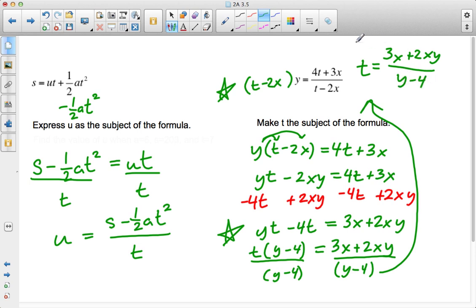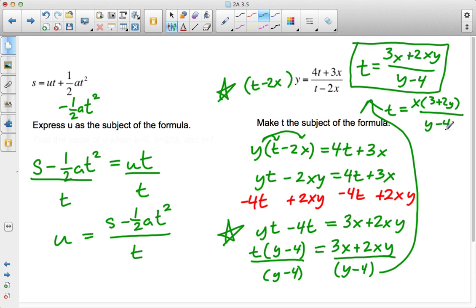And if you want to, you can go ahead and take that one step further and factor out the x so that you're left with x times, in parentheses, 3 plus 2y. But you don't have to. Just to show you what that would look like, it would be t equals x times, in parentheses, 3 plus 2y over y minus 4. They mean the exact same thing. So really the idea here is you're changing the subject of the formula so that you can input values later for x and y in order to solve for t.